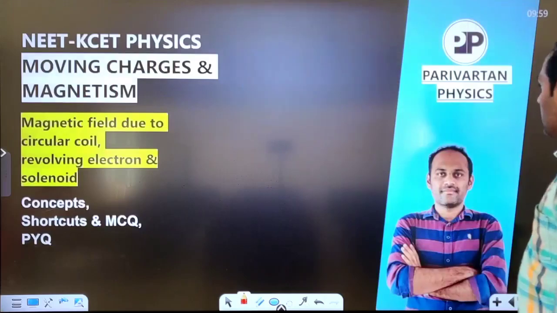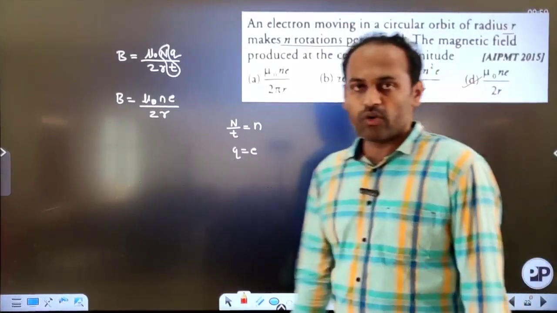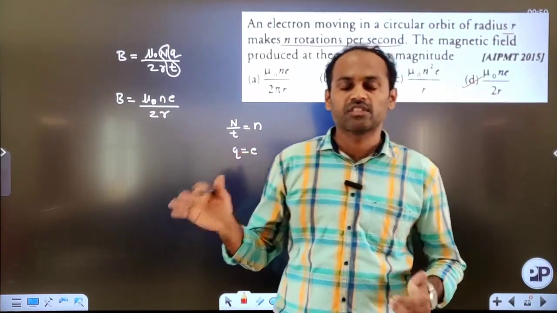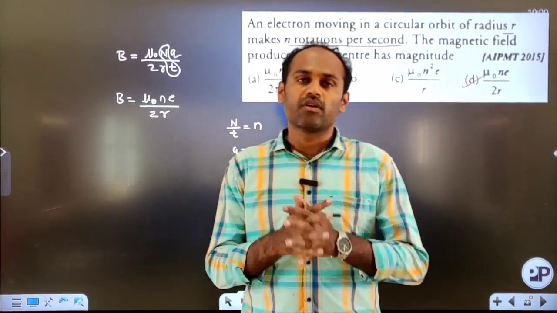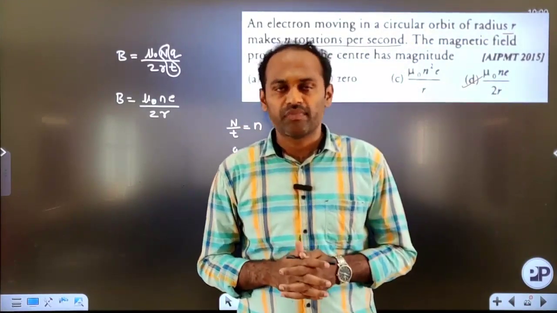Okay. So that's all about today's concept. This is all about the magnetic field due to the circular coil as well as a revolving electron.